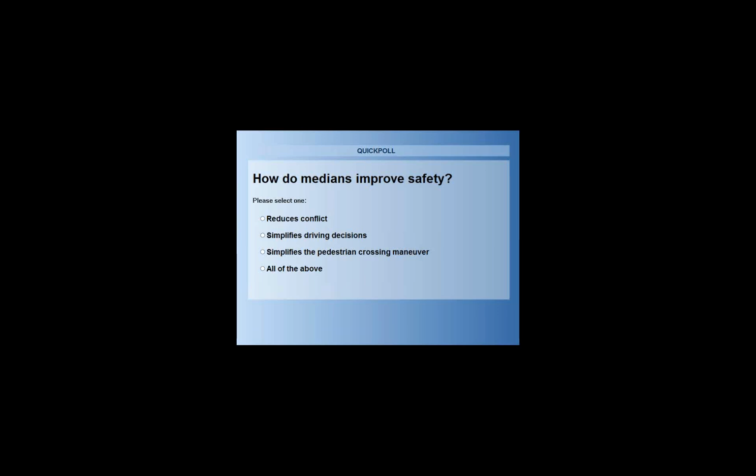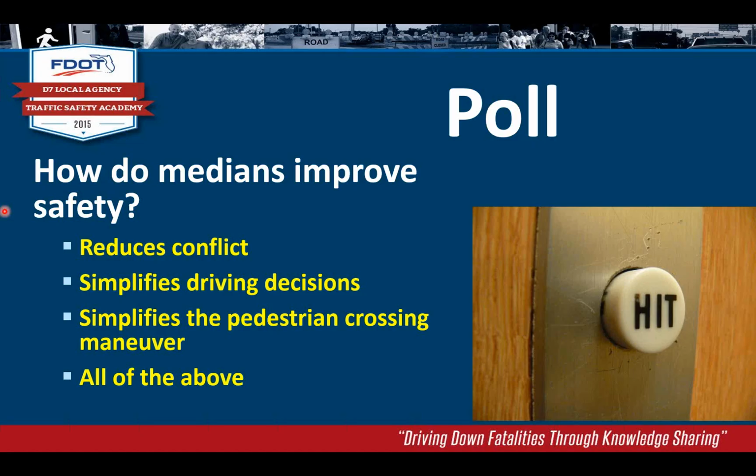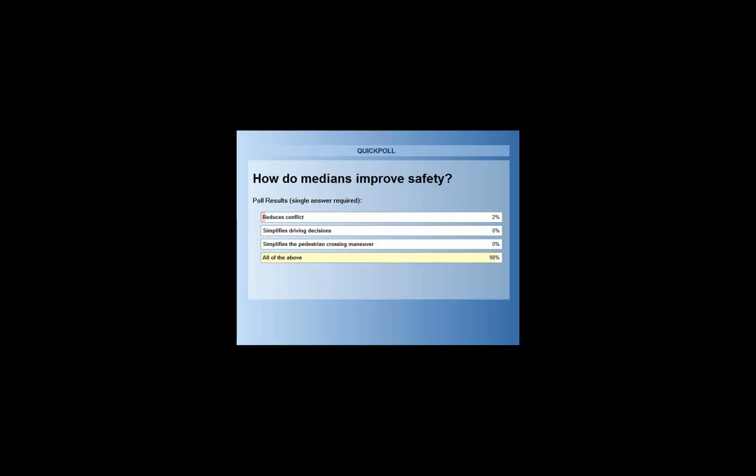I can tell that you guys have been listening, and I really appreciate it. I think I got the idea here. I'm going to close it and show you. Everyone was correct. It is all of the above, but reducing conflict really is the root of simplifying driving and simplifying pedestrian crossing too. So I consider that 100% for all those that answered. Thank you.